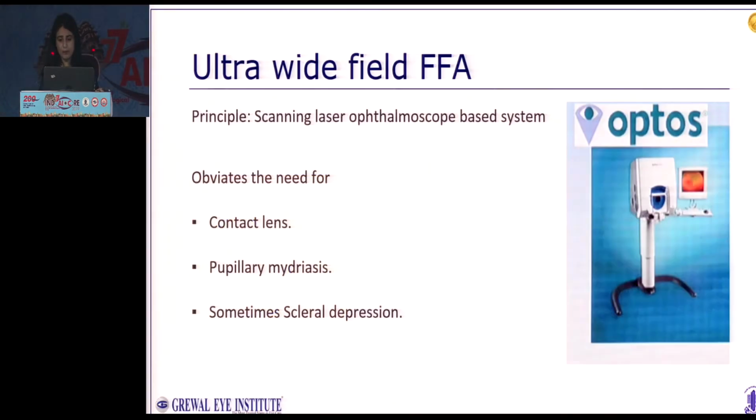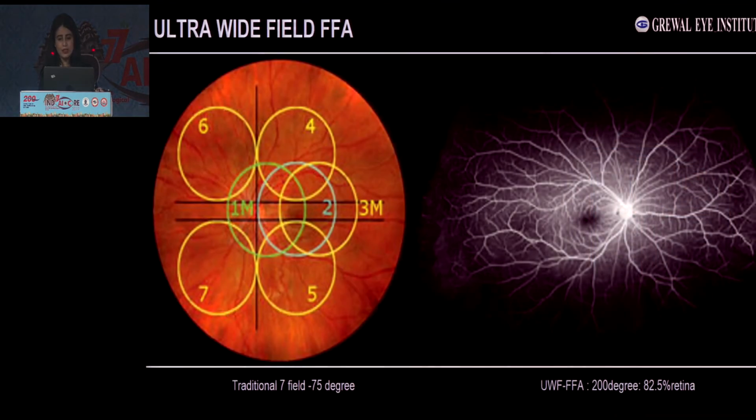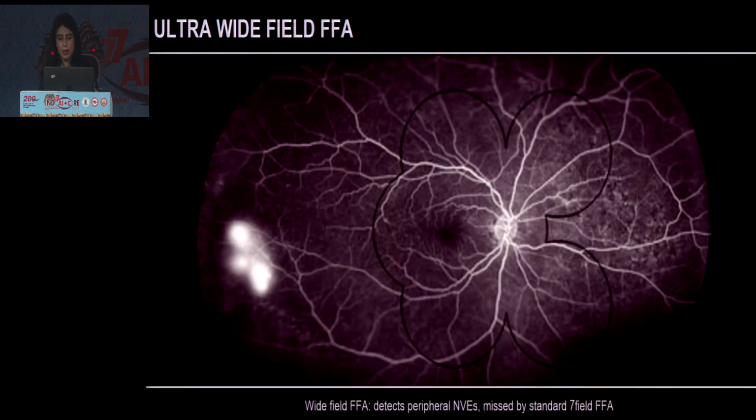Moving on to ultra-wide fields, the basic difference is that a standard mosaic on FFA will give you around 75 degrees, but if you perform your ultra-wide field, you can capture around 200 degrees of your field. Thus, it helps you to identify some peripheral NVEs which could have been missed by the standard traditional 7-field FFA.